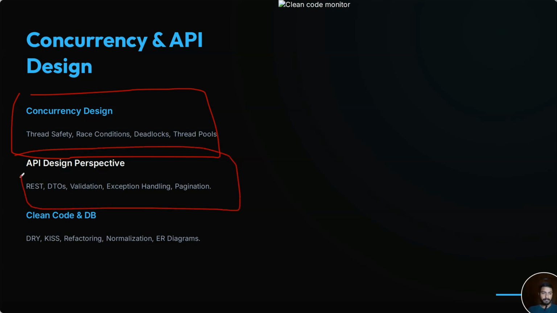Once we are done with this, we will understand how we can write clean code. For that we have to understand DRY, KISS, refactoring, normalization, and ER diagrams. These are important things we'll cover in upcoming videos of this playlist.